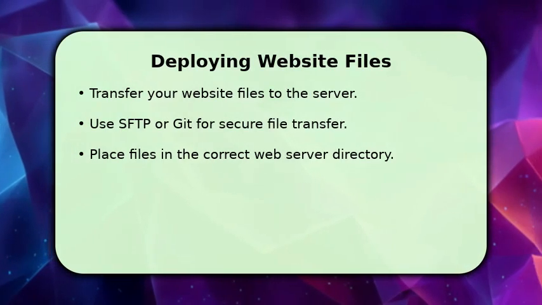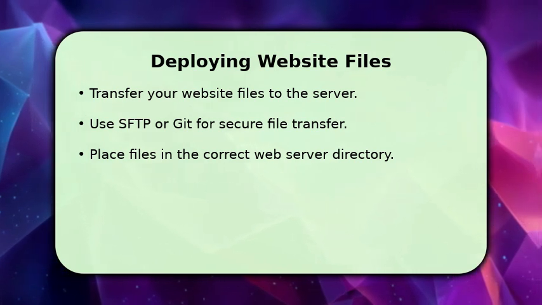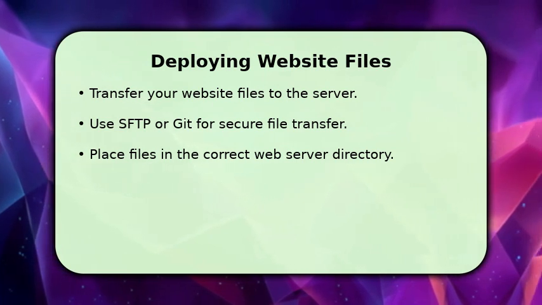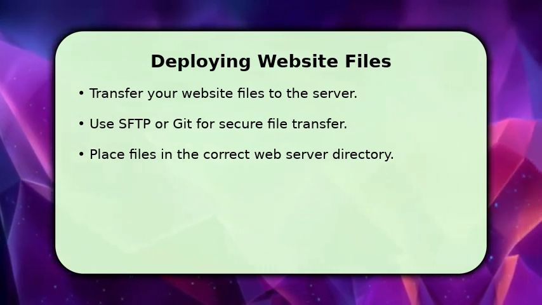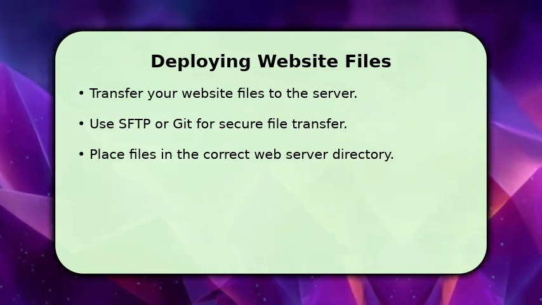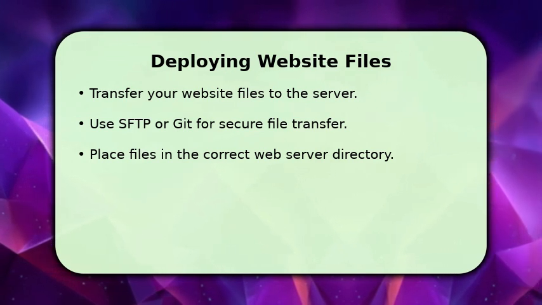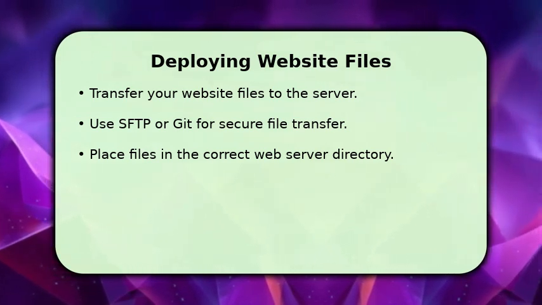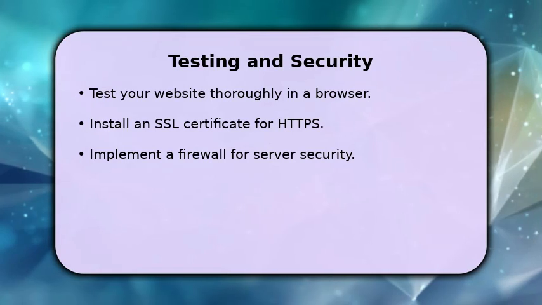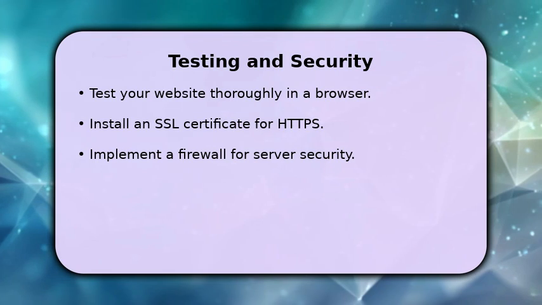Once your server is ready, it's time to deploy your website files. You'll need to transfer all your website's content, including HTML, CSS, JavaScript, and images, to the server. Secure File Transfer Protocol, or SFTP, is a common and secure method for this. Alternatively, you might use a version control system like Git. Place these files in the designated web server directory, often named public_html or www. Finally, thoroughly test your website by accessing it through a web browser to confirm everything works as expected.